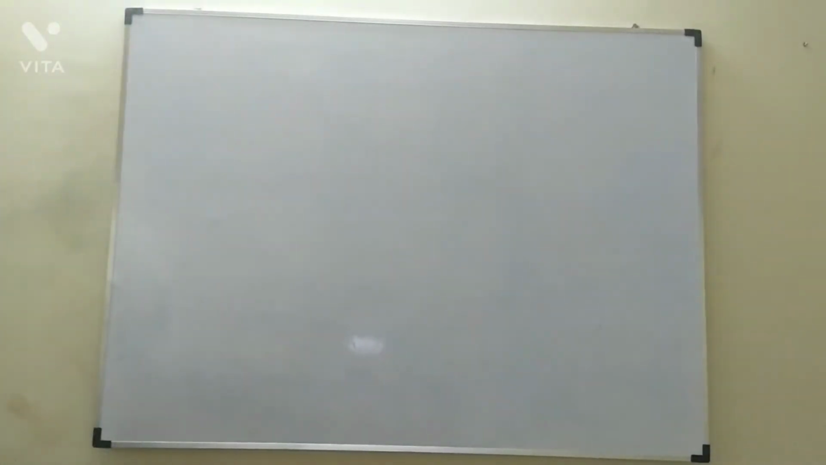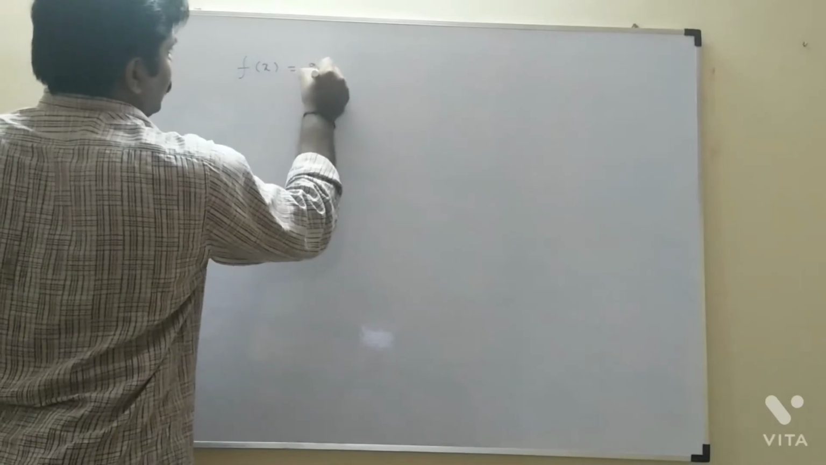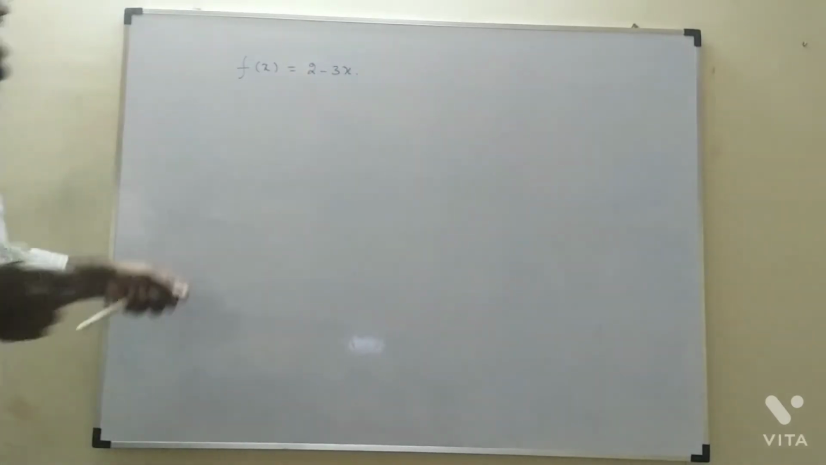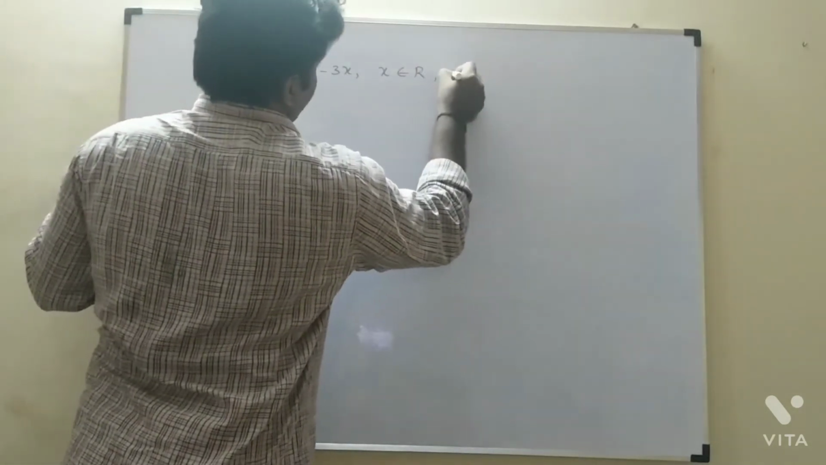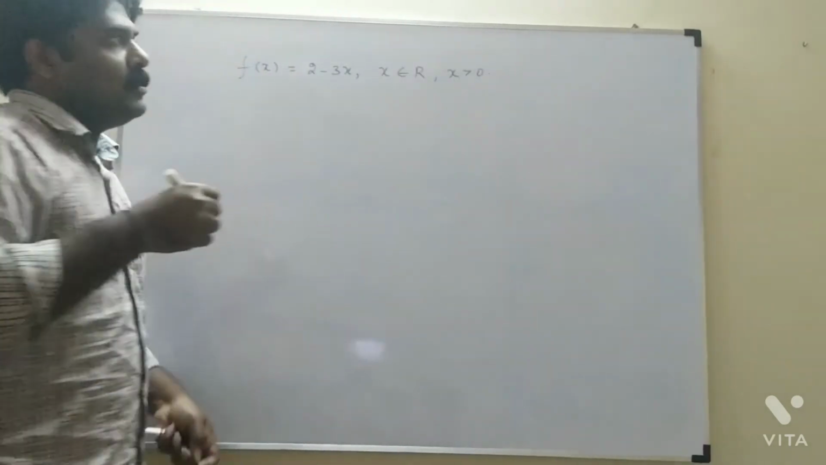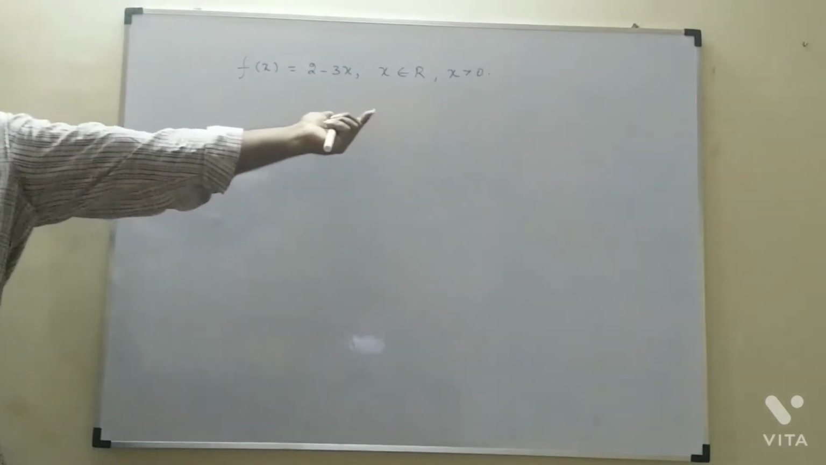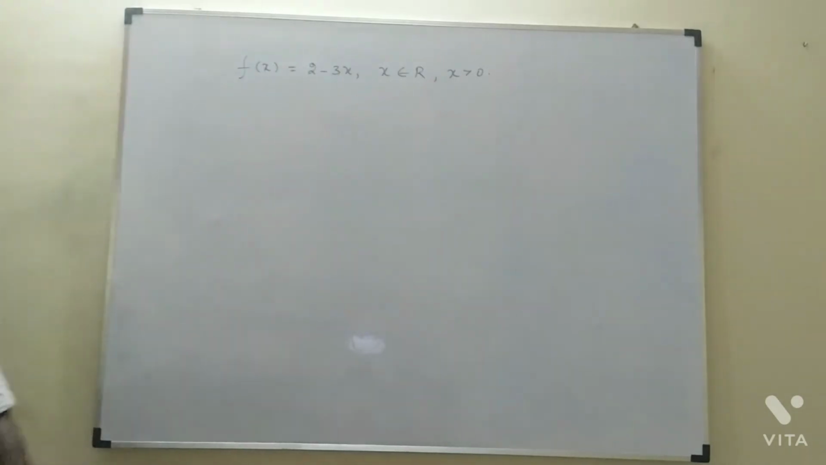There is one question like this. Find the range of the given function where f of x is equal to 2 minus 3x. Also they have mentioned that x belongs to R and x is always greater than 0. That means they are clearly giving us the domain. So the domain is nothing but the set of all positive real numbers.